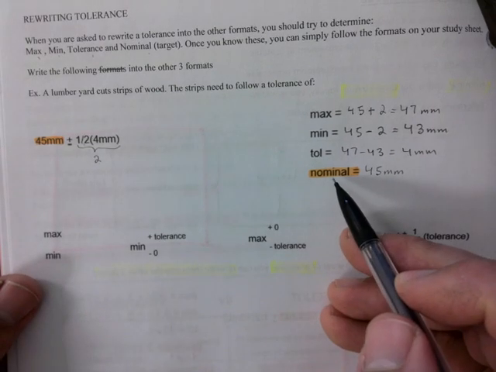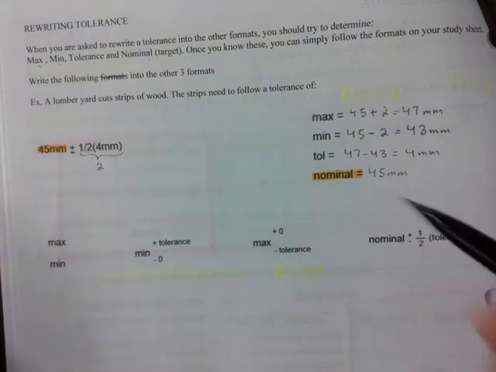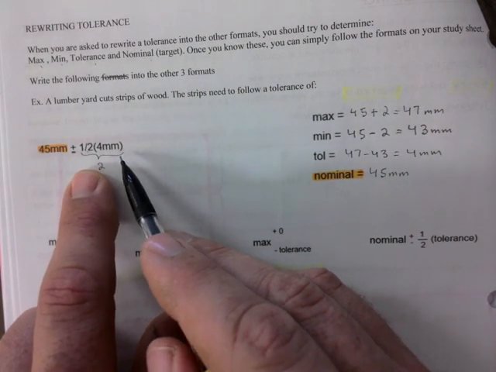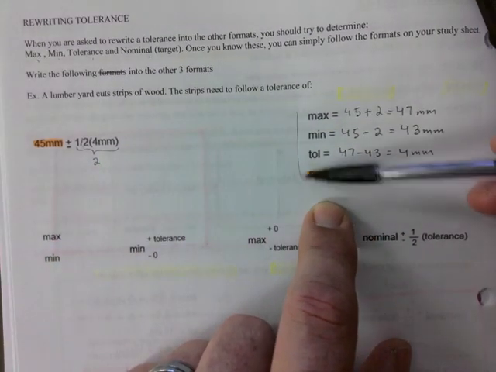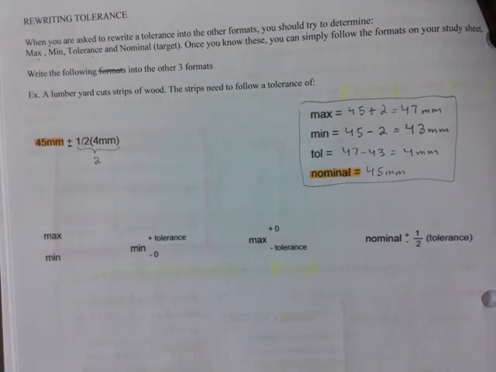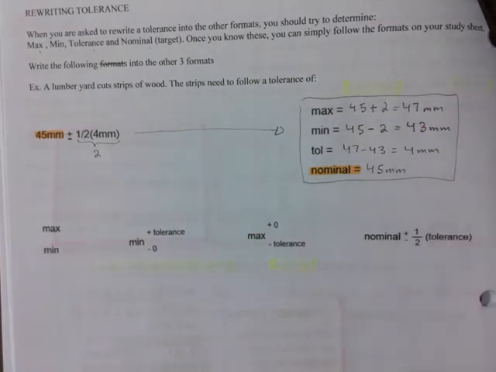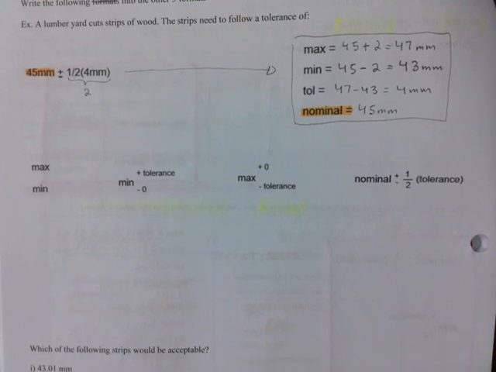So nominal is like a given. Just do that, then max, min, tolerance. Okay, so from this, guys, we distilled it. We took it apart and we're like, okay, now we know all of these. This is your key to success. You being able to take information and break it down into these components. Make sure you follow.